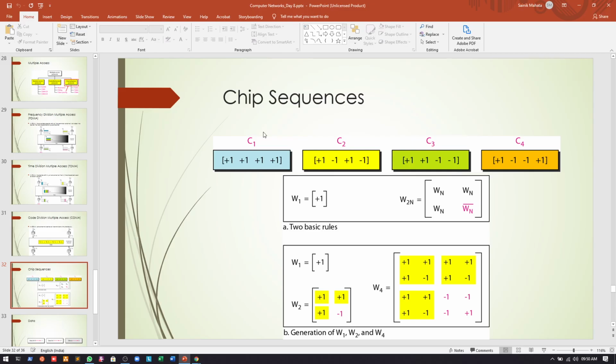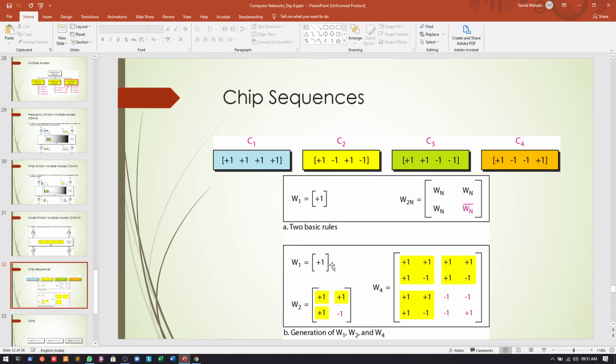But if you don't want to remember this, there is a way by which we can find out what the codes will be. That concept is known as the Walsh table, W-A-L-S-H. So what is this Walsh table? There are 2 rules that are given below.